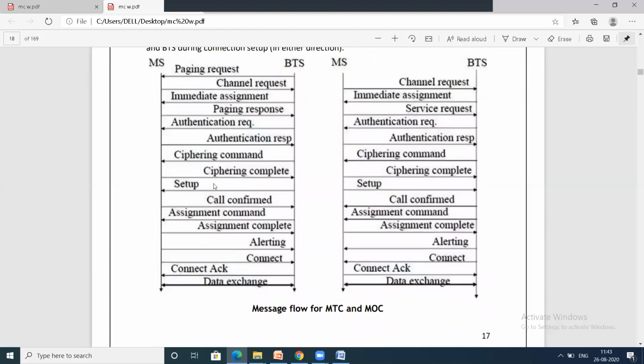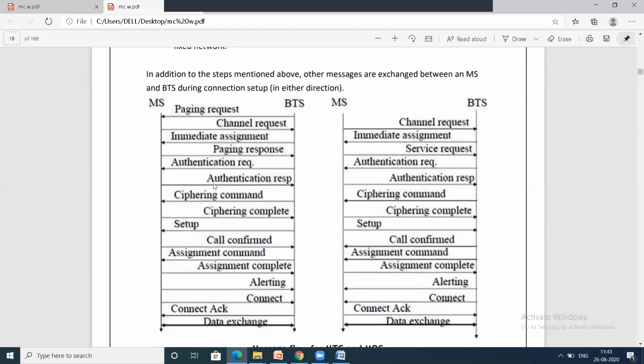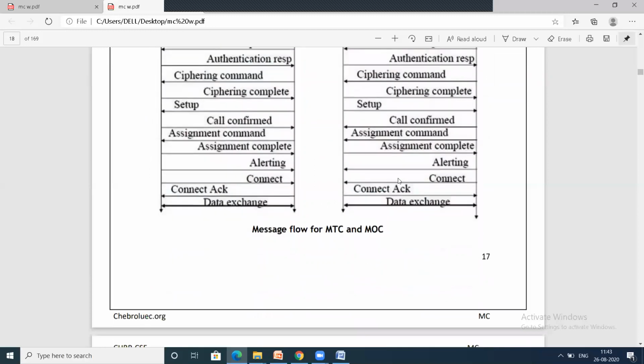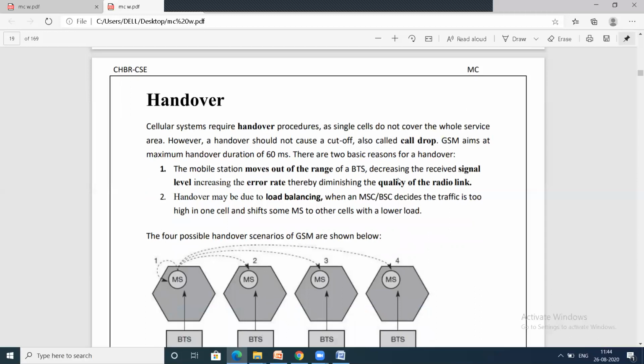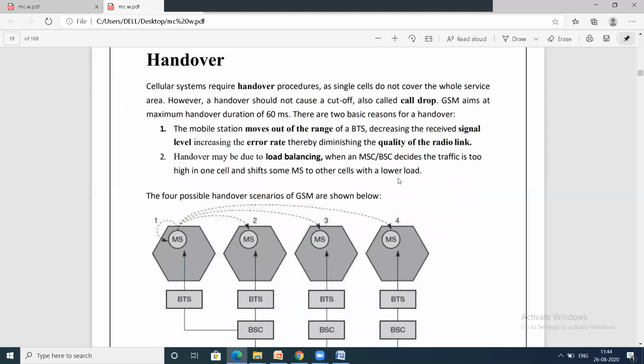And this shows the message flow. What is the message flow in the MT? The left one is for MTC and the right one is for MOC. These are all the message flows. Later we discussed handovers.